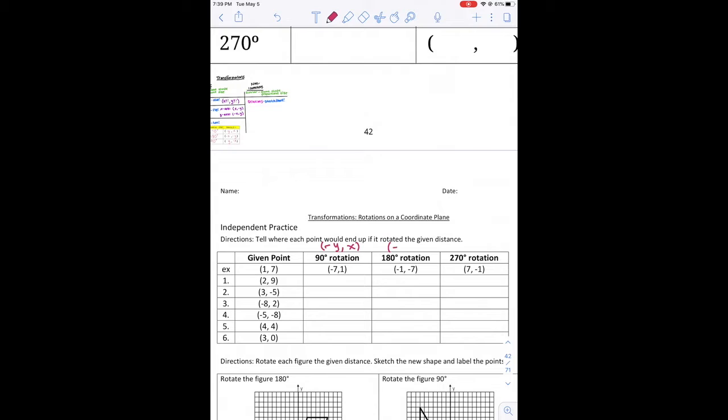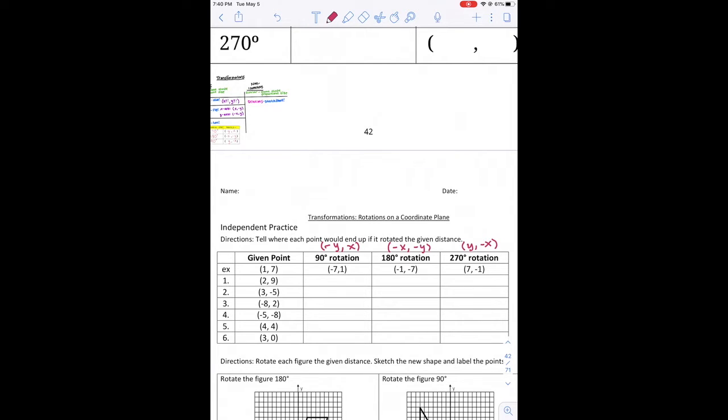180 degrees, (-x, -y). You keep them in the same spot, but you make them both negative. 270 degrees would be (y, -x). So you switch x and y and you make the x negative. And whenever I say negative, I mean the same thing as opposite. So if it's originally negative, you're actually making it positive.